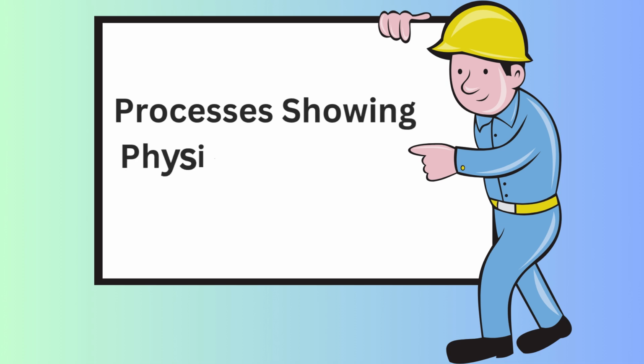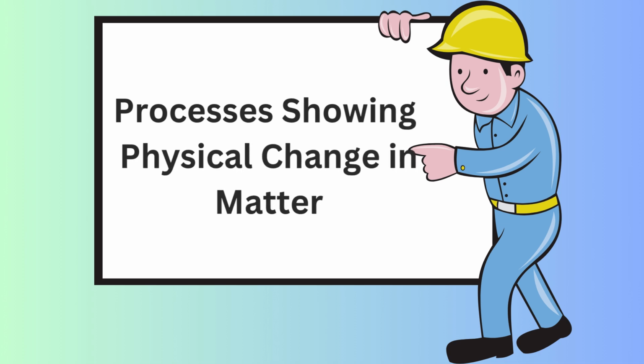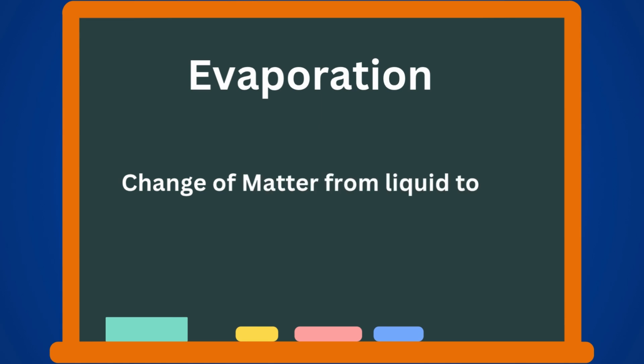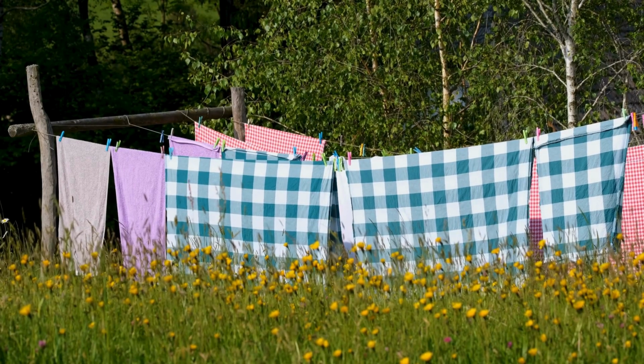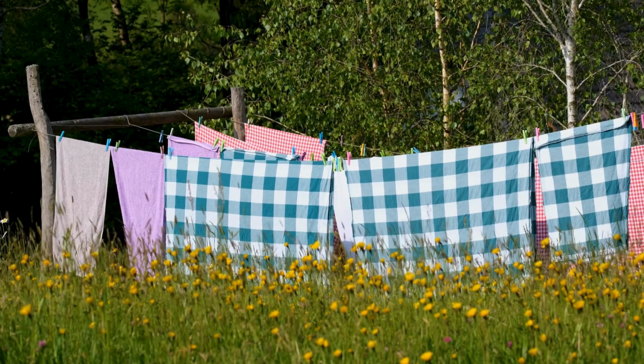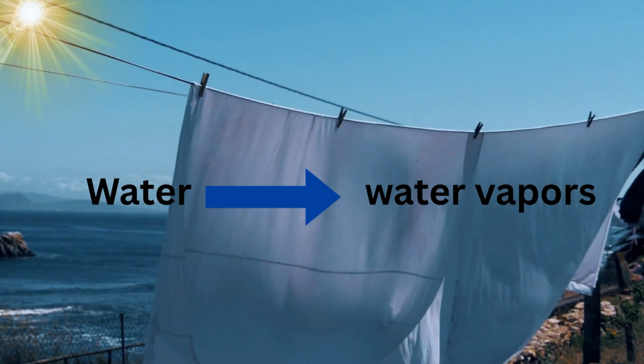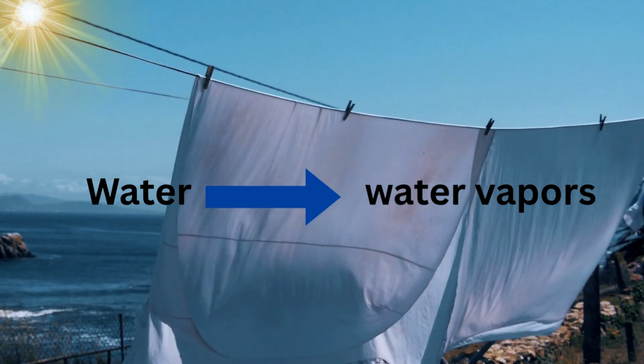Let's take a look at some processes that show physical changes in matter. First up is evaporation. This is the process where matter changes from a liquid to a gas. It's the same reason why wet clothes dry when left under the sun. As sunlight heats the water in the clothes, it evaporates and turns into water vapor, which is a gas.